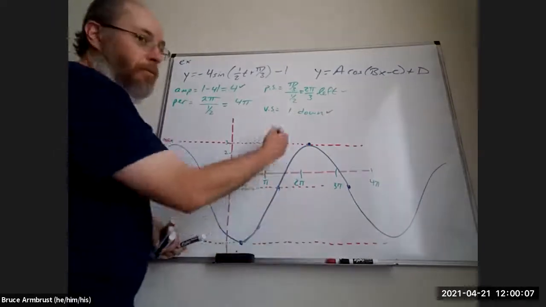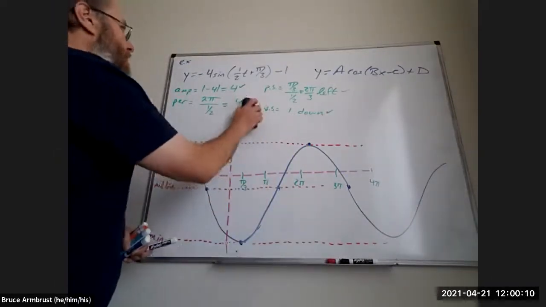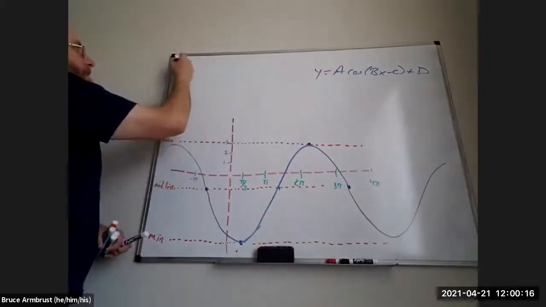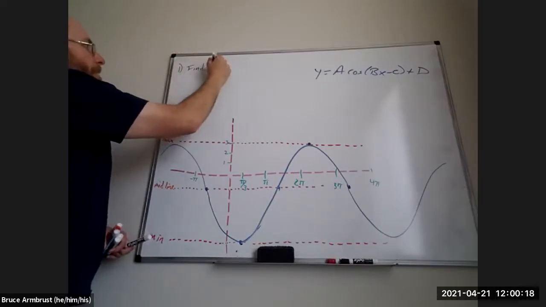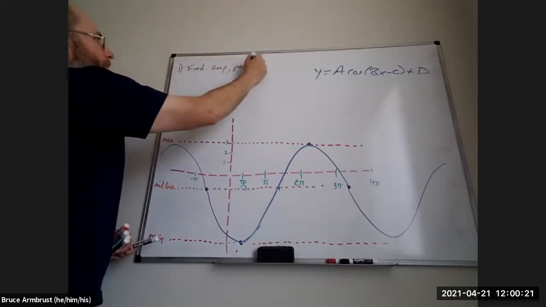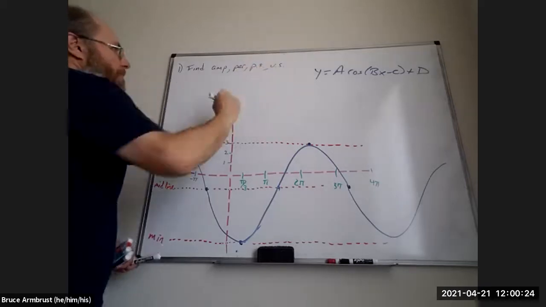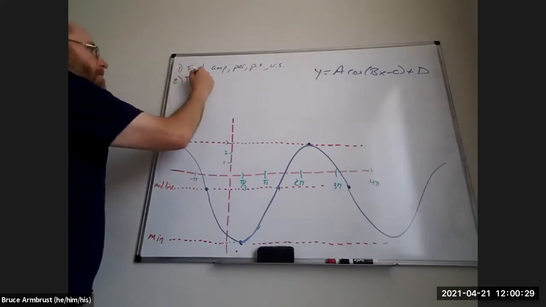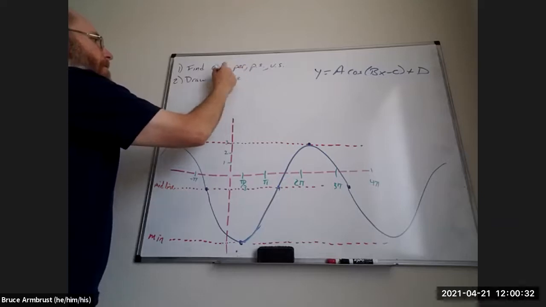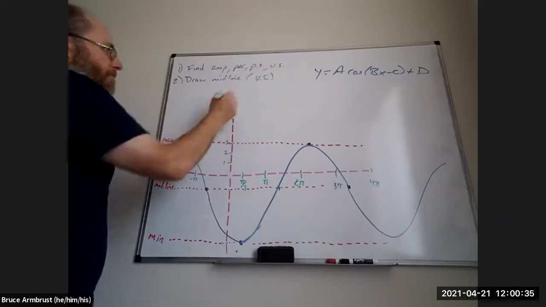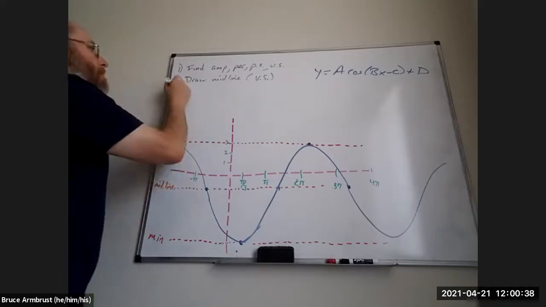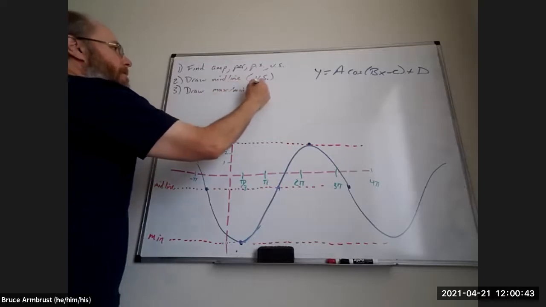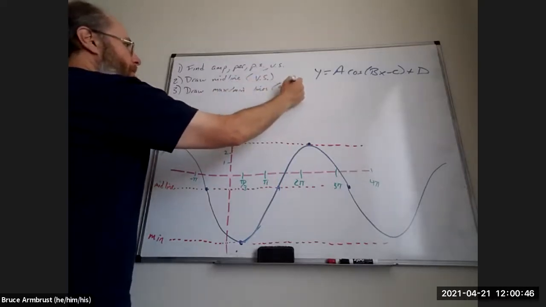So if you think about what steps I did here to draw the graph of this thing, first, I found all the information, right? So I'm going to put here, find amplitude, period, phase shift, vertical shift. I actually calculated those. Then, I draw the midline, and I'm going to put in parentheses VS because it was the vertical shift that tells me that. Then I draw the max and min lines. And the amplitude tells me that.